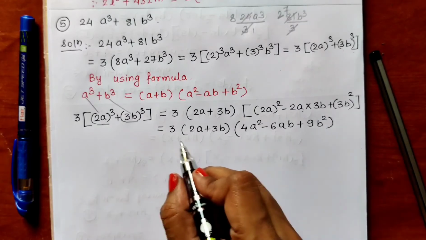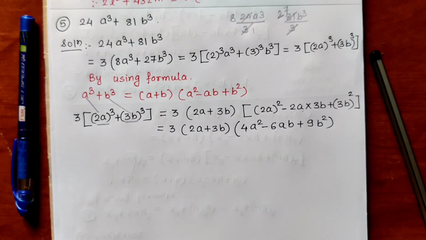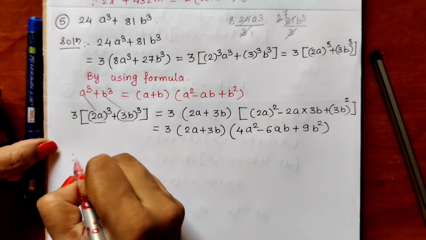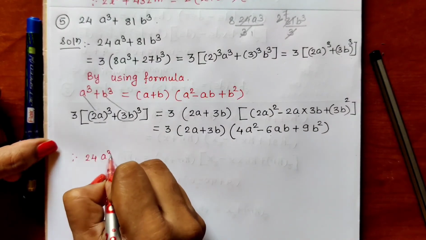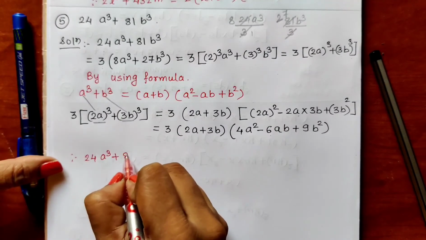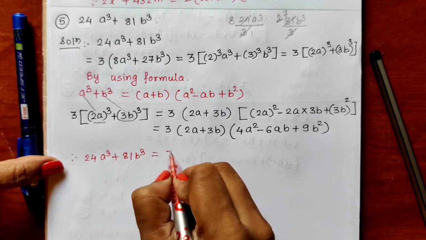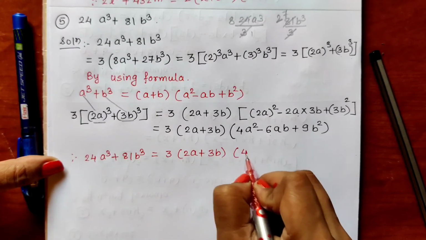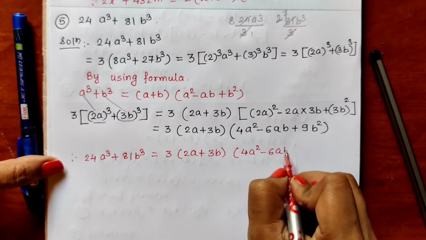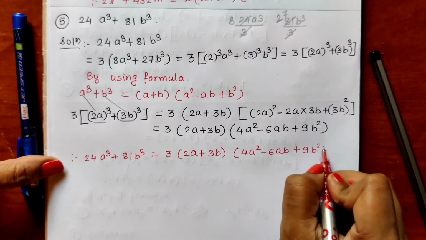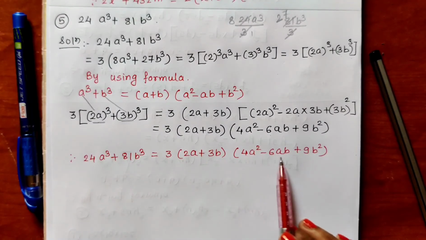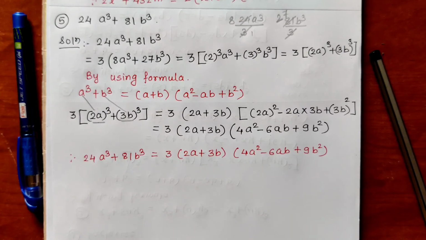So in this way we have got these factors. Now write the answer in the end. Therefore 24a cube plus 81b cube is equal to 3 into (2a plus 3b) into (4a square minus 6ab plus 9b square). In this way we have got these three factors: 3, 2a plus 3b, 4a square minus 6ab plus 9b square.